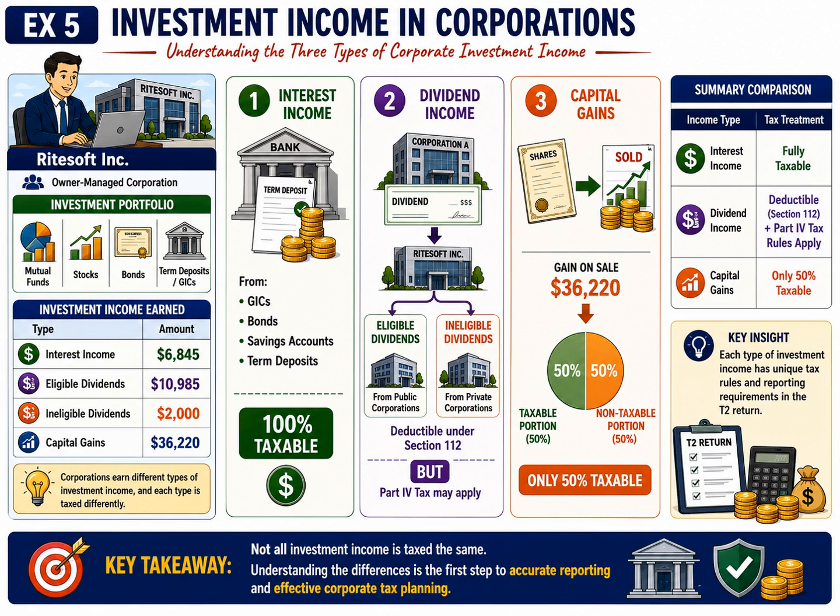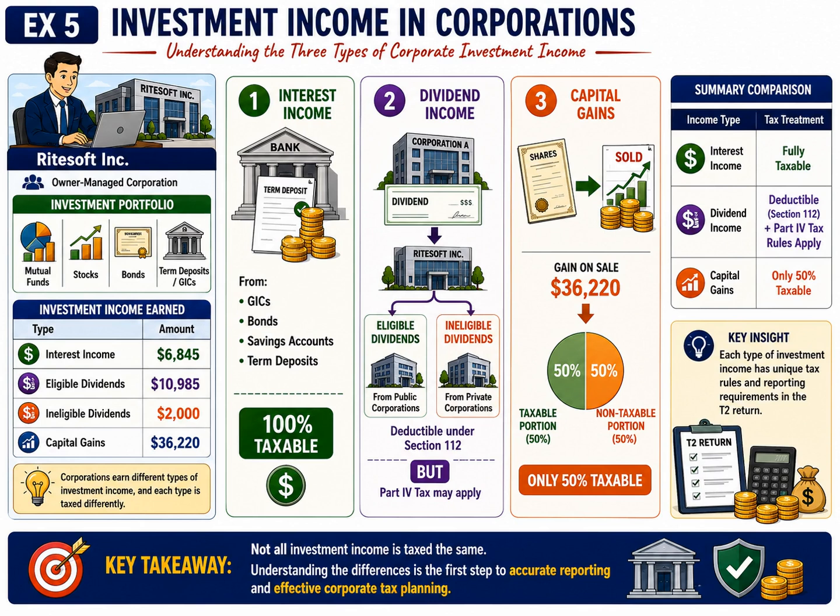Let's begin by looking at the left side of the slide. Here we have Rightsoft Inc., an owner-managed corporation that has accumulated surplus cash over time. Instead of leaving all of its money in a regular bank account, the corporation has invested part of its funds to generate additional income. This is a common strategy used by many successful corporations to grow their wealth.